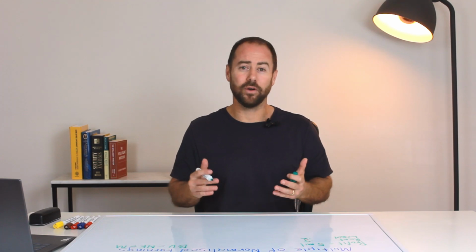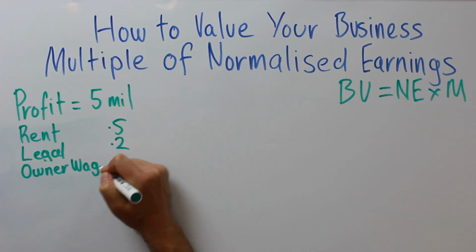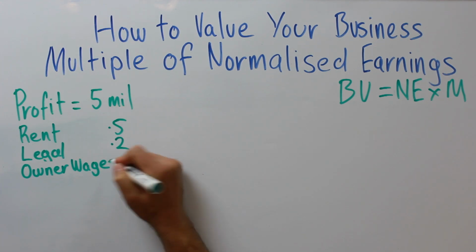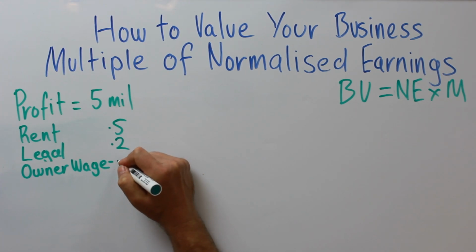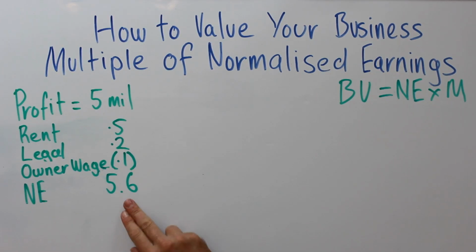And finally, we've noticed that the owners are paying themselves only $200,000 as a salary and wage. However, the market rate for that job is $300,000, so we'll make an adjustment. And now you can see that our normalized earnings has increased to 5.6 million.